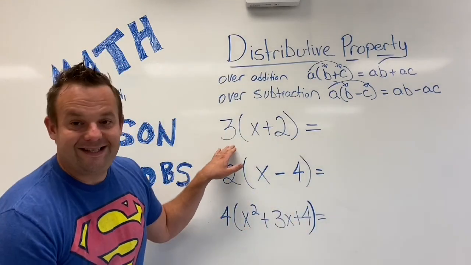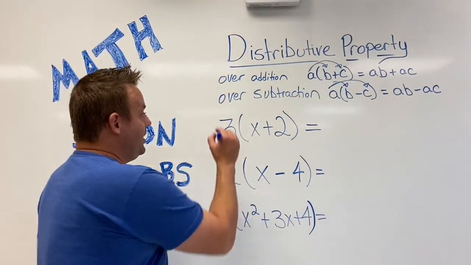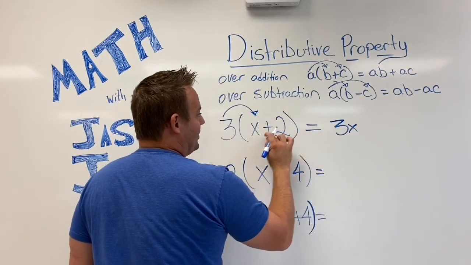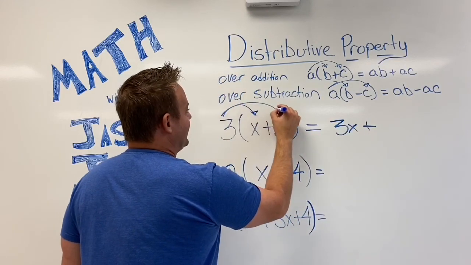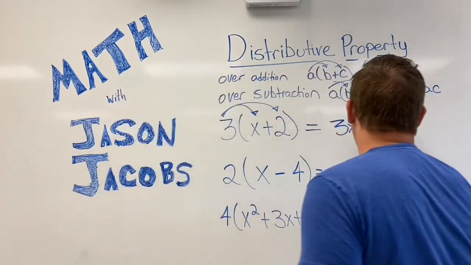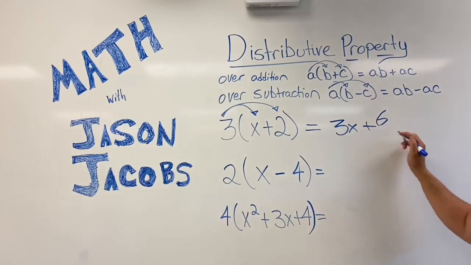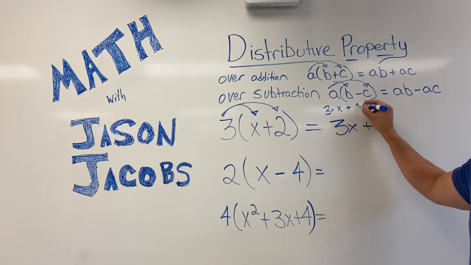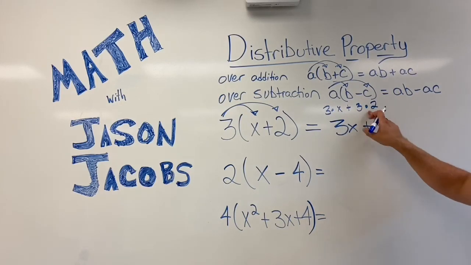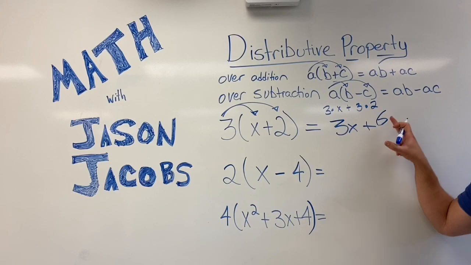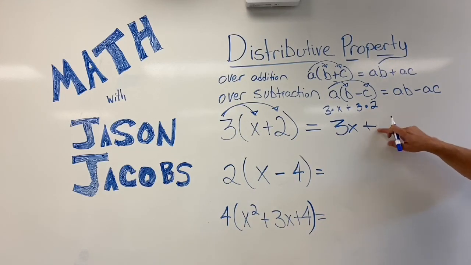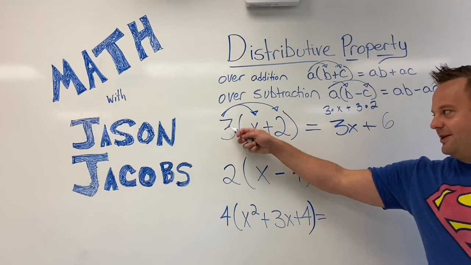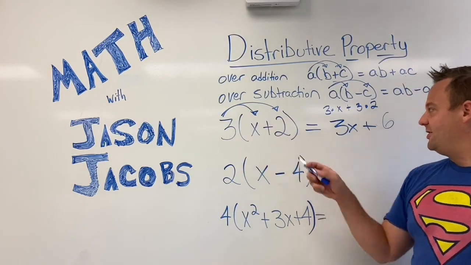So let's look here. This is the distributive property over addition. So we go 3 times x, well that's 3x, plus 3 times 2, which is 6. So they might make you do this: 3 times x plus 3 times 2, and then go to that. My 6 looks a little weird because I was writing 3 at first. So 3x plus 6. Again, the 3 distributes to the x, and the 3 distributes to the 2.